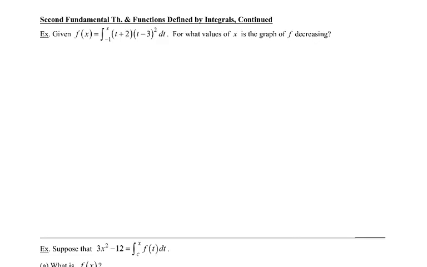So the question is pretty straightforward. It's not a lot of information. It just gives me the function that's defined by this integral here, and those are my limits of integration. And then it says, for what values of x is the graph of f decreasing?